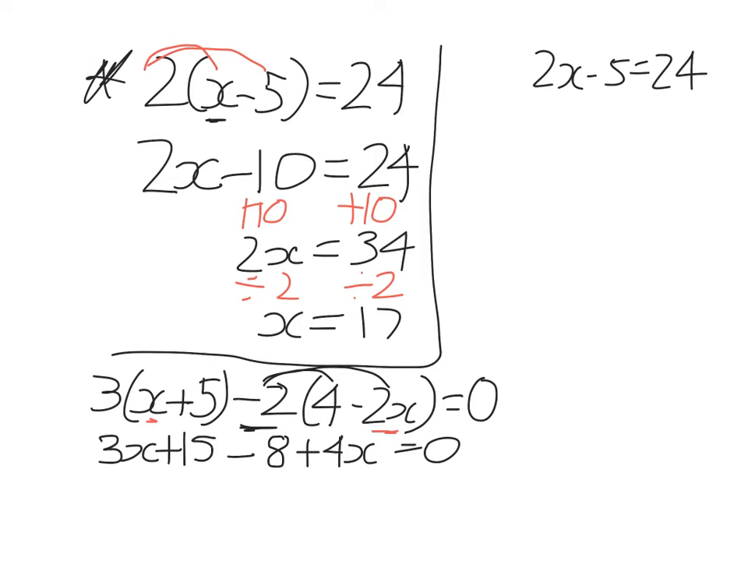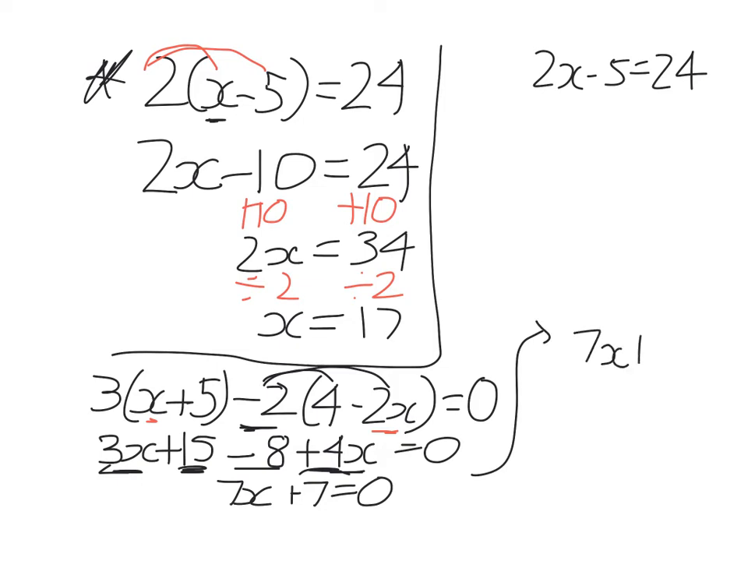I collect like terms. So I can't add 3x and 15. They're not like terms. But 3x and positive 4x are like terms. So 3x plus 4x gives me 7x. And then I've got 15 minus 8, which is 7 as well. So I get 7x plus 7 equals 0. So now I'm going to solve this, now that I've collected like terms, it's very easy.